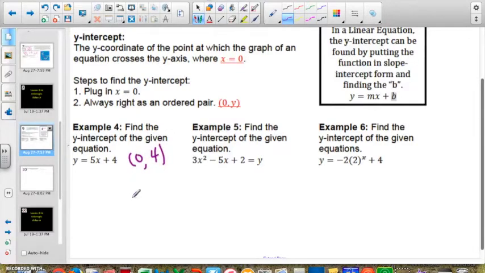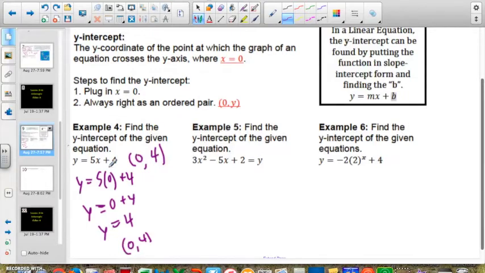If you were not to recognize that right away, you could plug in 0 for x and simplify it: 5 times 0 is 0, and 0 plus 4 is 4, so you would arrive at the same answer, (0, 4). So either way, whichever you think is going to be the most effective strategy on linear functions, you can either put it in slope-intercept form and find the intercept that way, or you can plug in 0 for x, whichever you find easier.